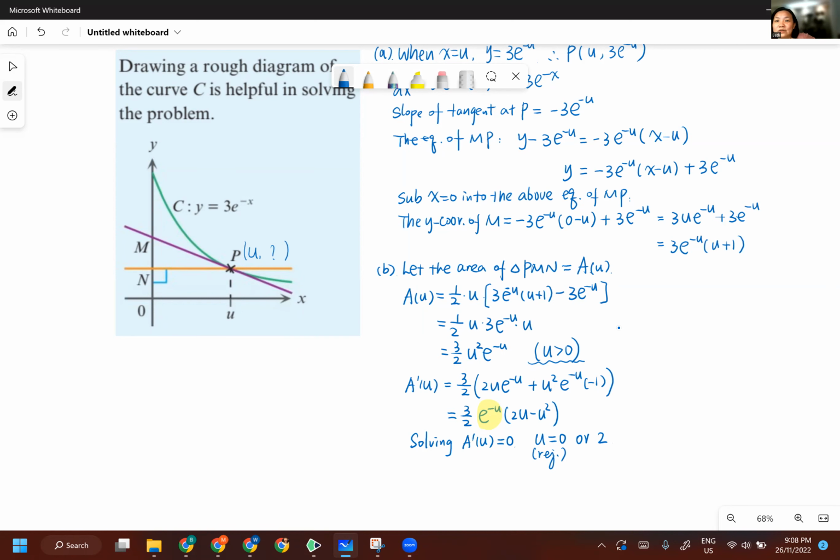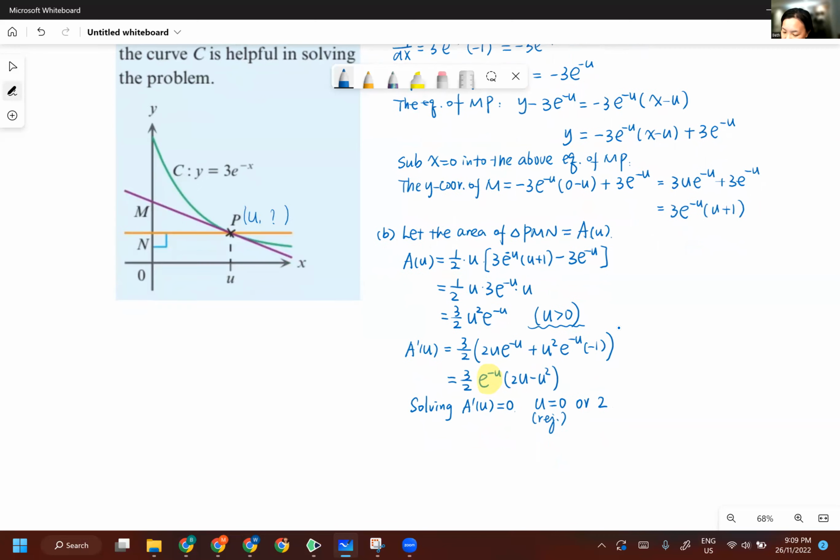Now let's use the first method. This method is recommended by the textbook. Because there is only one candidate, I will check if this is a local maximum. If it's the local maximum, it's the global. So the signs of A prime(u) are as follows. Why don't I use the second derivative? I don't want to because I don't think it's very nice.